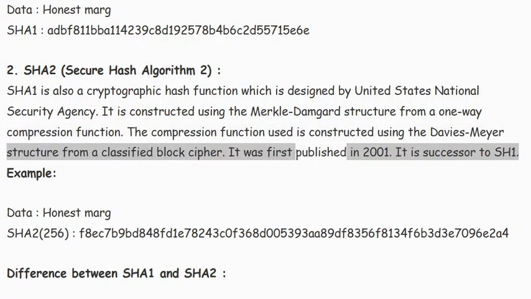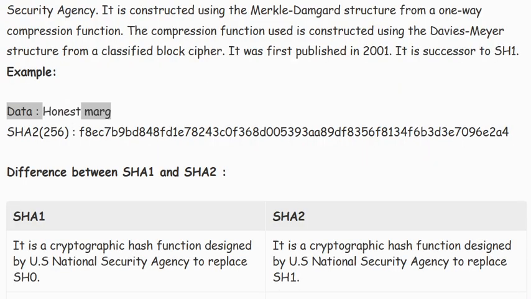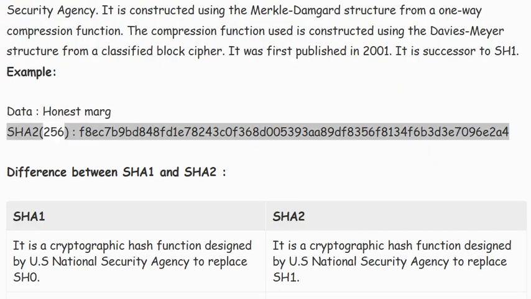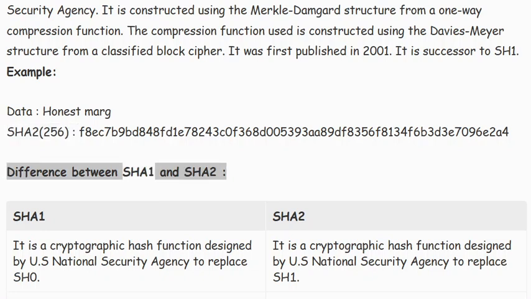It was first published in 2001. It is successor to SHA1. Example: Data, Honest Marg SHA2, 256, FATC7. Difference between SHA1 and SHA2.